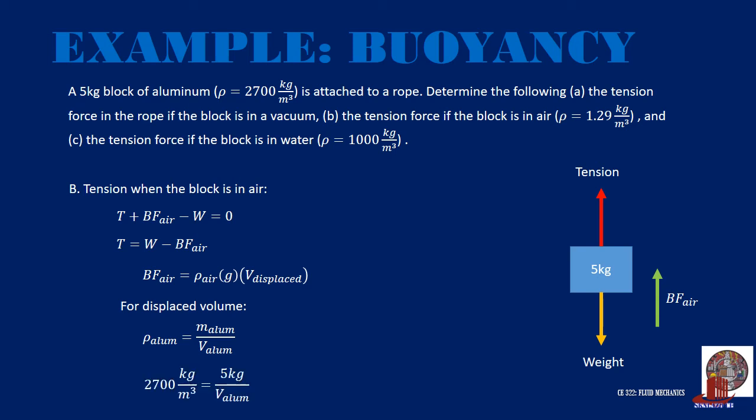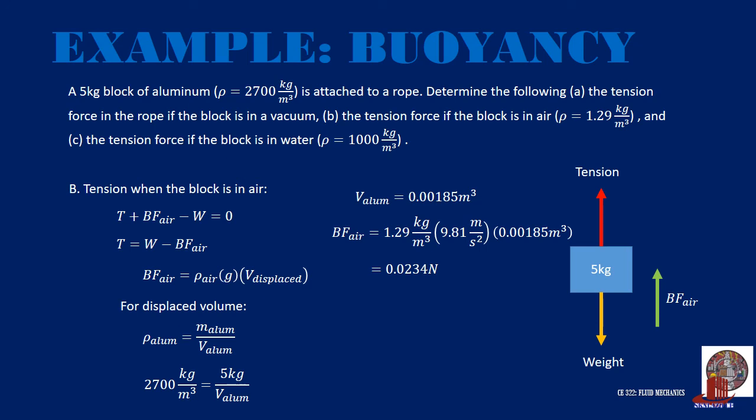So, 2,700 kilograms per cubic meter is equal to 5 kilograms all over volume of the aluminum, and the volume would turn out to be 0.00185 cubic meters, which is also the displaced volume. Now that we have the volume, we can solve for the buoyant force as buoyant force is equal to 1.29 kilograms per cubic meter times 9.81 times 0.00185, which would turn out to be 0.0234 newtons.